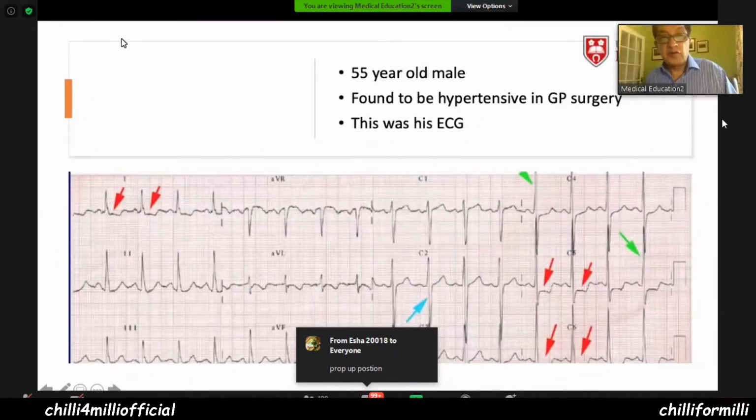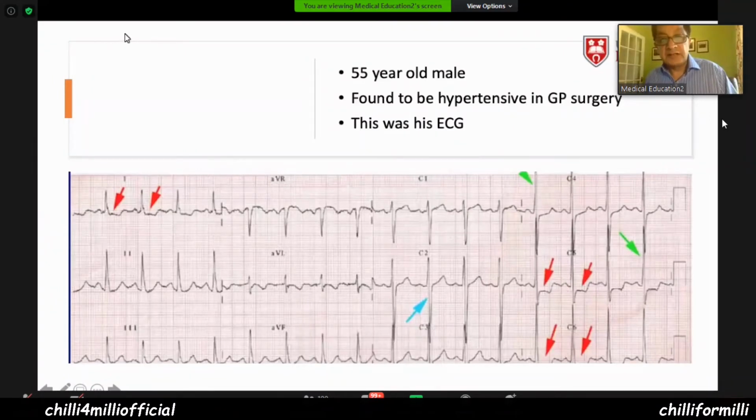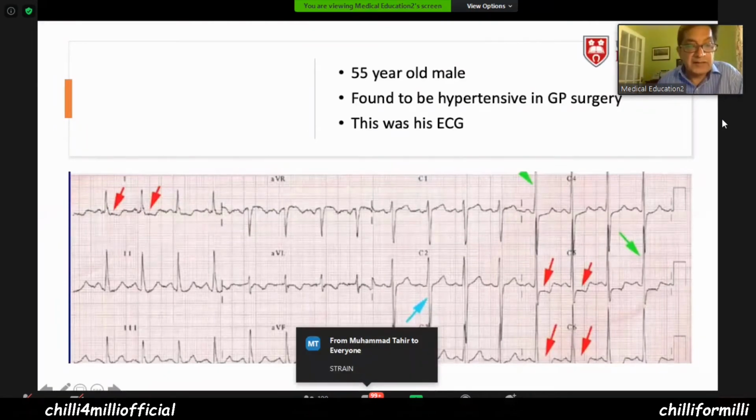55-year-old male found to be hypertensive in GP surgery. This was the ECG. What does this ECG show? Easy one. Nawal, I expect you to tell me what this ECG shows. Strain pattern, Muhammad Tahir, correct. So this is your non-specific ST changes, and I will show you, this big R wave, big S wave and big R waves.